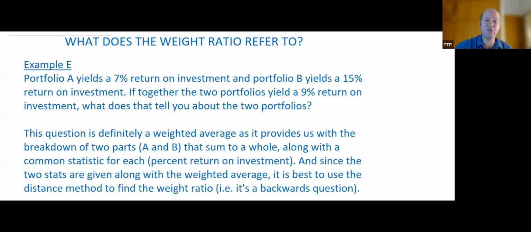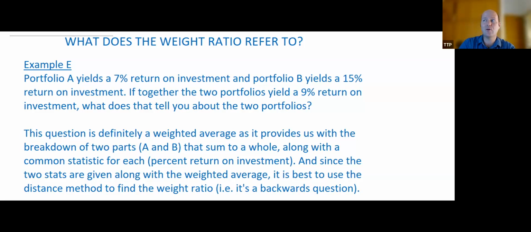Obviously that's not a GMAT question, the way it's open-ended like that, but I asked it like this so that we can discuss what the units of the weight ratio are. How can you determine the units of the weight ratio? The question is definitely a weighted average. It gives us a breakdown into 2 parts, A, B, and A plus B. And then it gives us a common statistic, right? A percent return on investment.